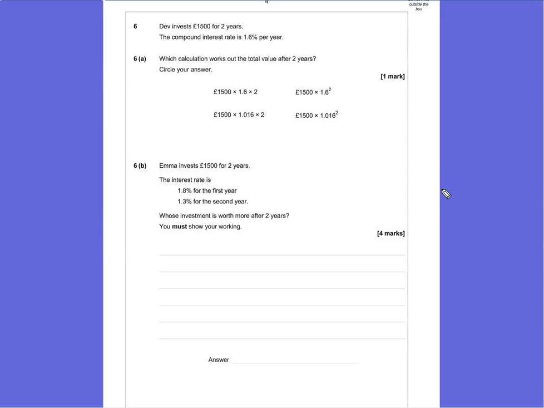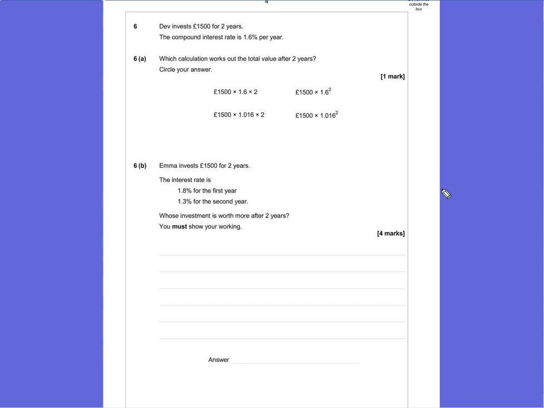Question 6. Dev invests £1,500 for 2 years. The compound interest rate is 1.6% per year. Before we go further with this question, we have to understand what compound interest is.